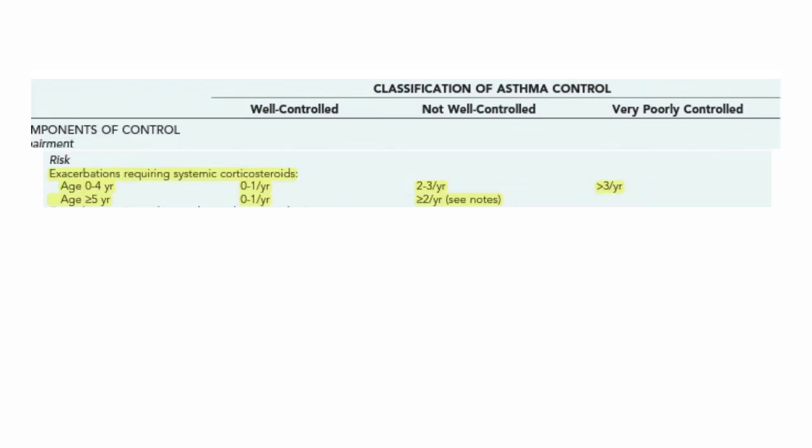It is also in control classification, if 0 to 1 per year exacerbation requires systemic steroid, then it is well controlled. Not well controlled is 2 to 3 per year, and more than 3 per year exacerbations are very poorly controlled. And for age more than 5 years, if 0 to 1 per year, it is well controlled, and if it is more than 2 per year exacerbation of asthma requiring systemic steroid therapy, then it is not well controlled. So this should also be looked at.